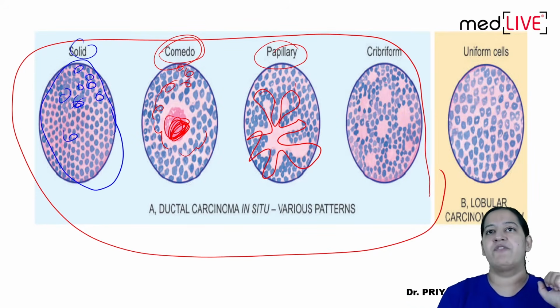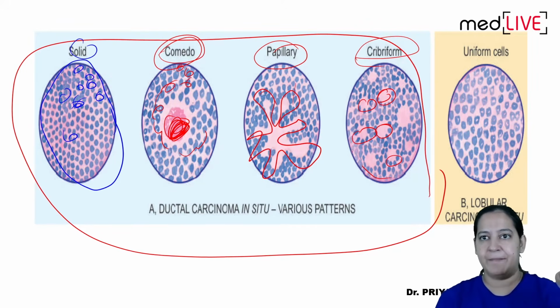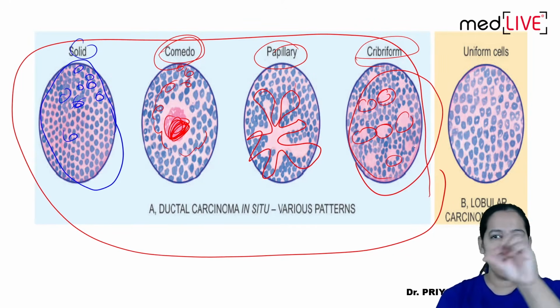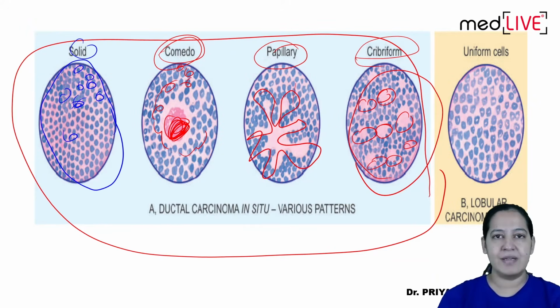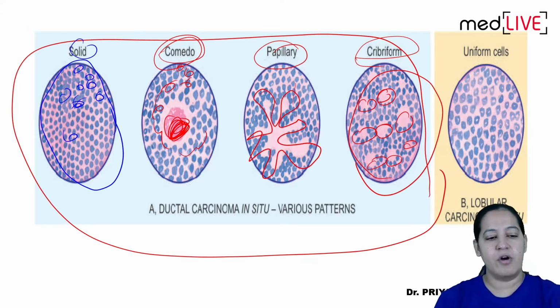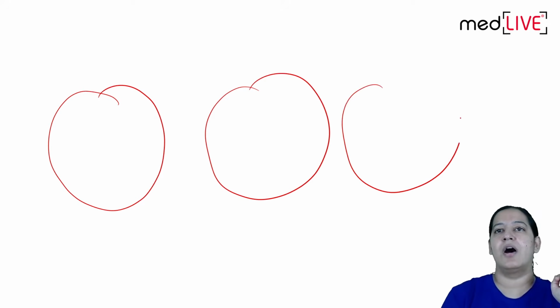And last is cribriform. The word cribriform means sieve-like, like a tea strainer. Small holes are there in between. So the tumor is filling the cavity of the duct, forming small holes or spaces in between. This is known as cribriform. So tell me the four patterns. Who will help me with the four patterns? This is the first pattern, second, third, and fourth.